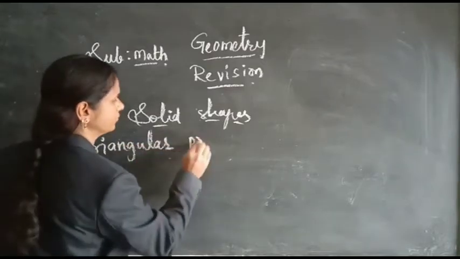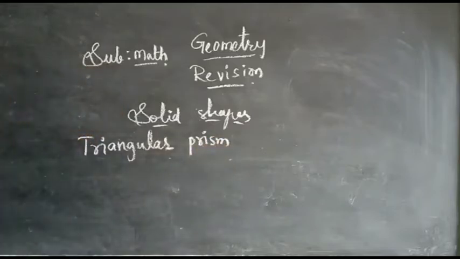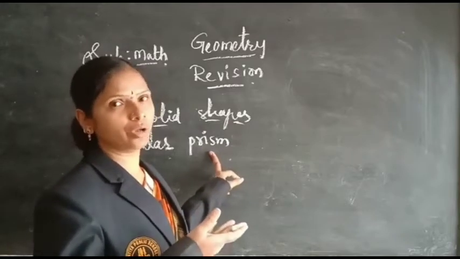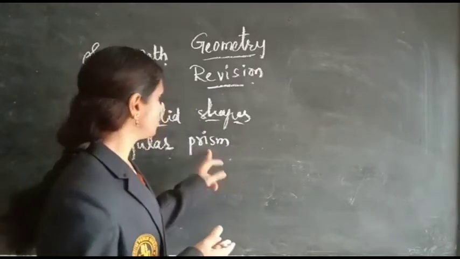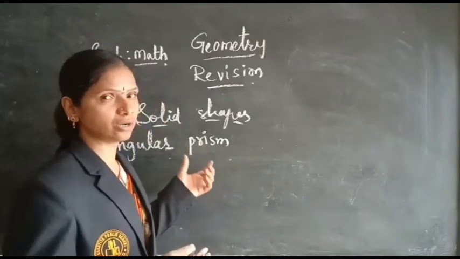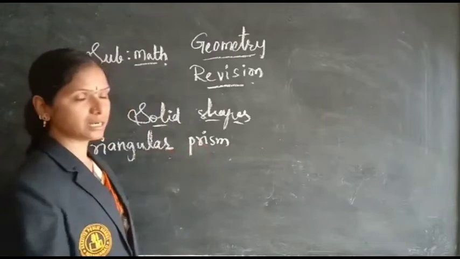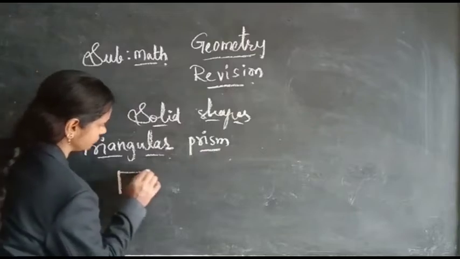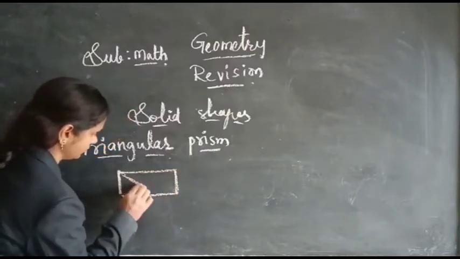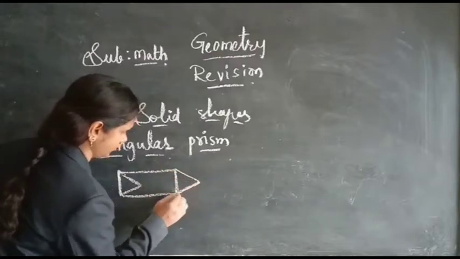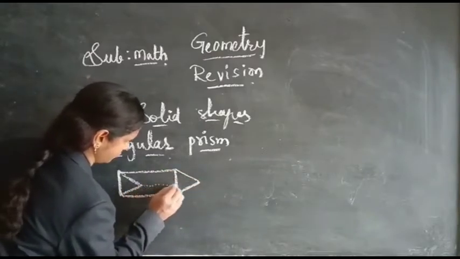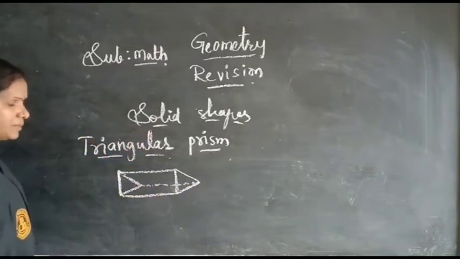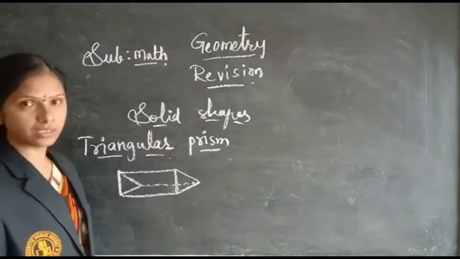Triangular prism. See, a prism is one that at the top should have a surface or an edge, children. That type of solids are called prisms. So now I am taking the triangular prism. You can see the triangular prism. This is a triangular prism, children. See here, a triangular prism has sides with triangular shape.